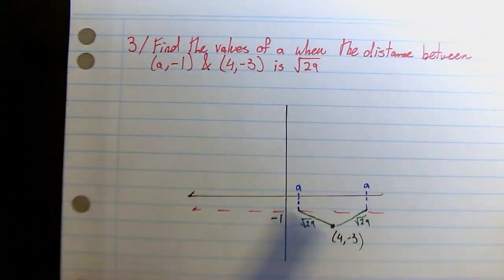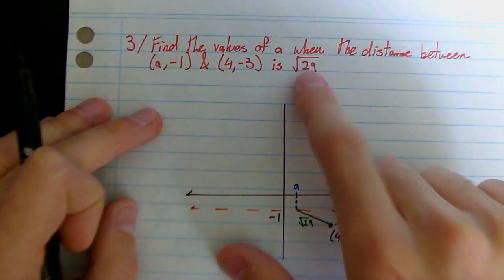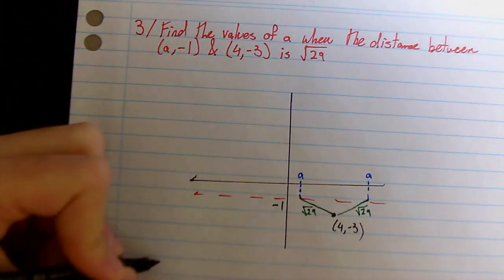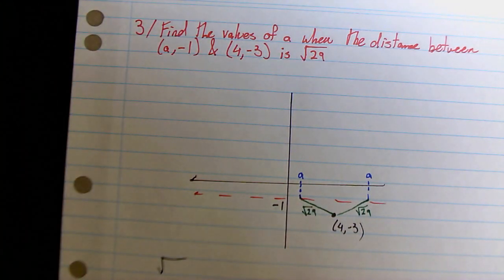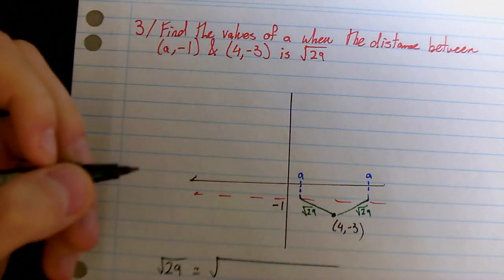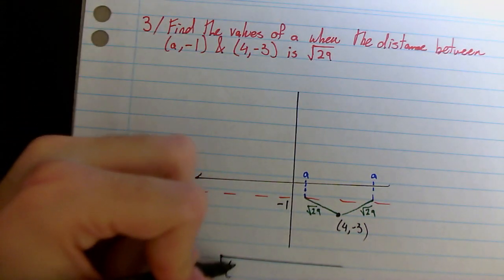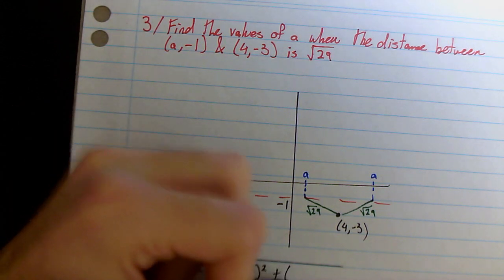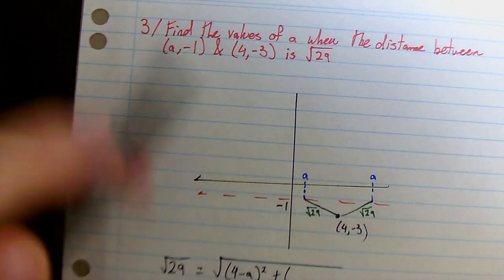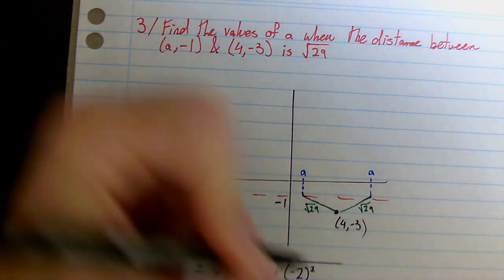So let's actually get cracking on the question. We've got these 2 points here, and we're saying the distance between them is root 29. Remember the formula, which says d, which is root 29, is equal to the square root of (x2 minus x1), which is going to be 4 minus a, so (4 minus a) all squared, plus (y2 minus y1), which is -3 minus -1, and that's going to be -3 plus 1, which is -2, squared.